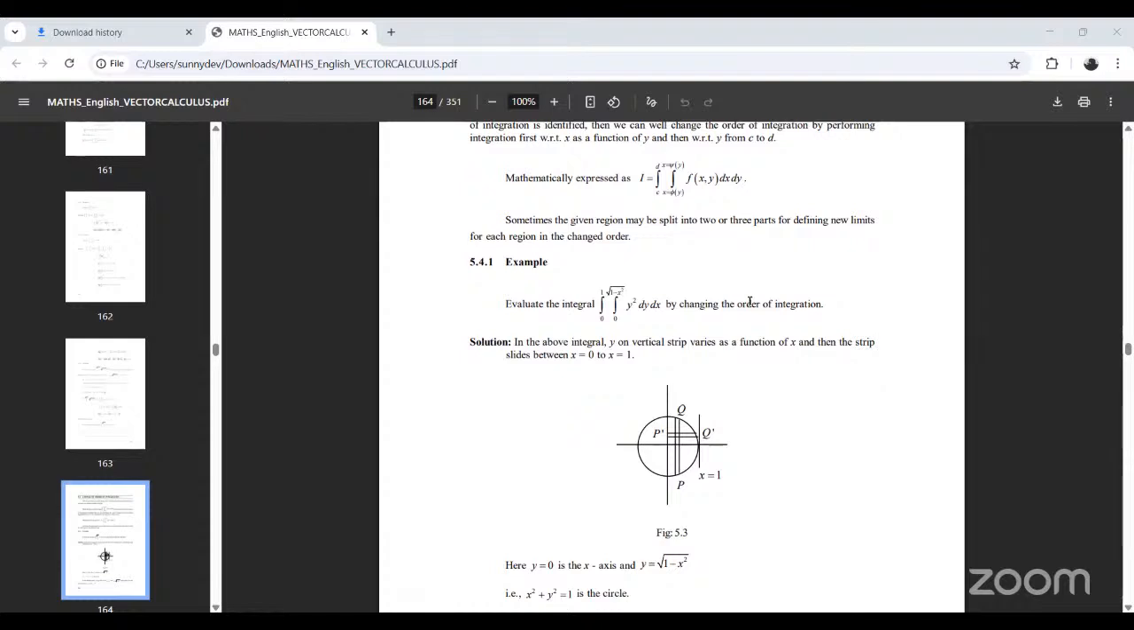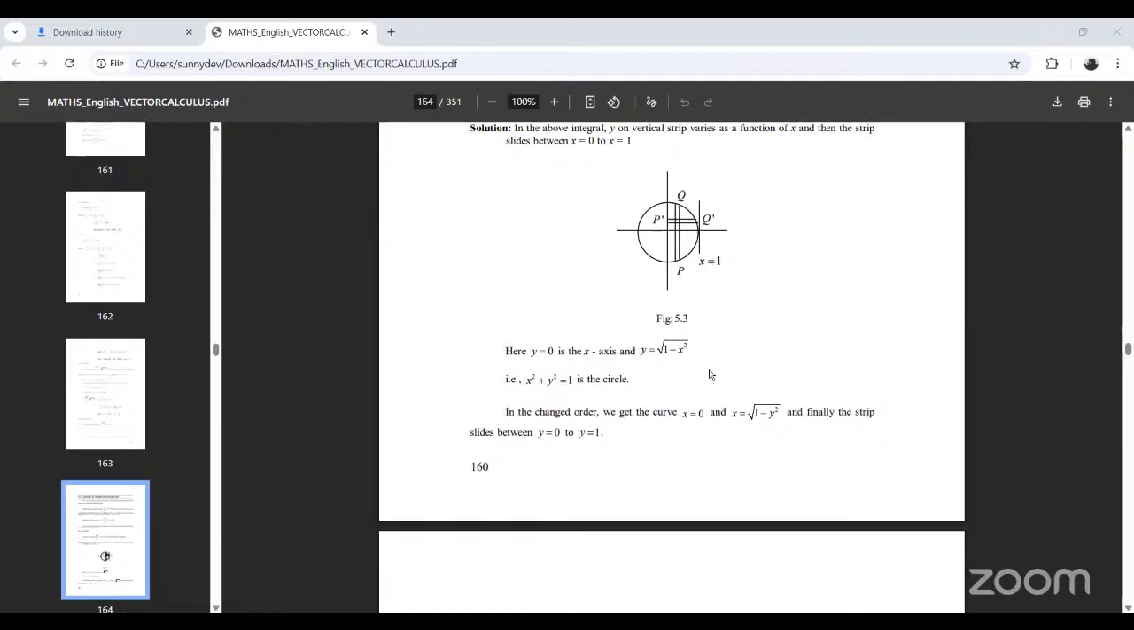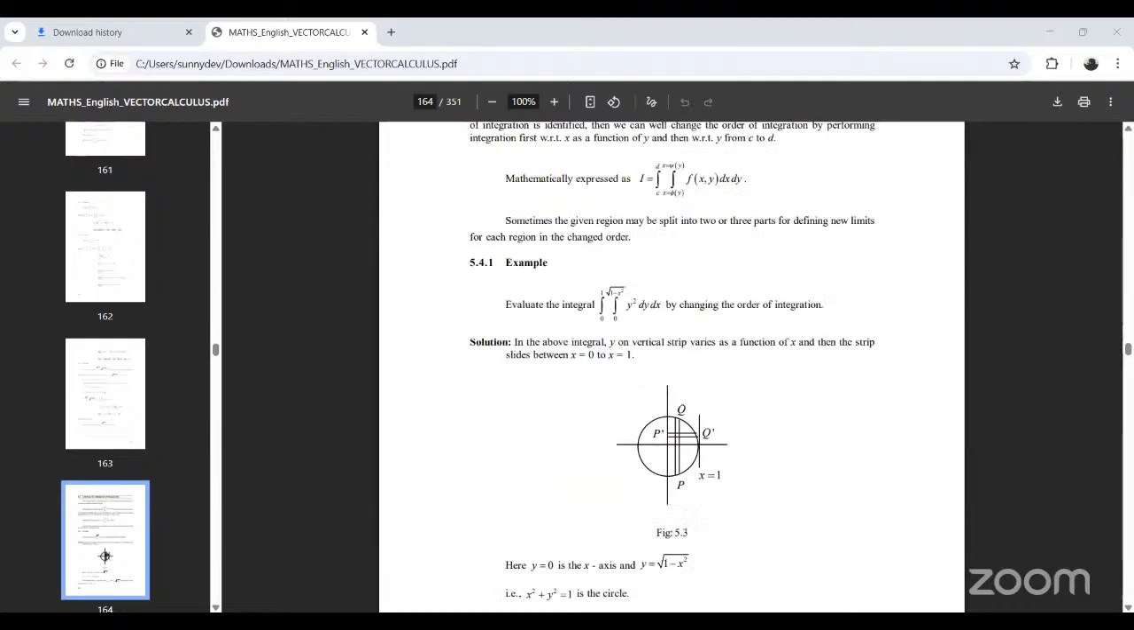So here, how can we change the limits? Suppose they give x limits and y limits. So we have to change the x limits and y limits. Okay. Then we have to evaluate. Let's see one problem. Here the y limits are 0 to under root of 1 minus x square. So how do you find out the y limits? Okay, that is under root of 1 minus x square.